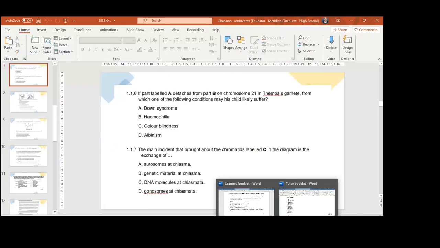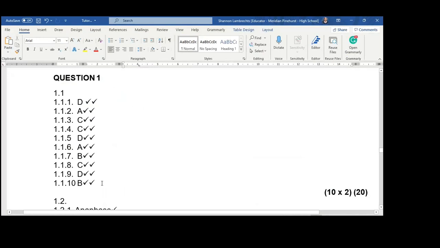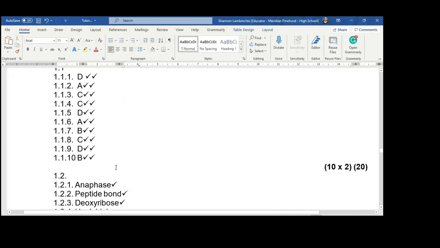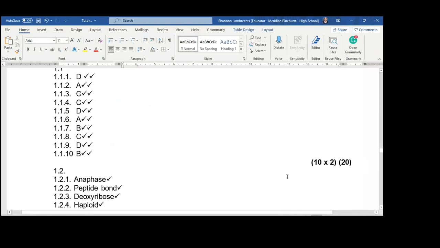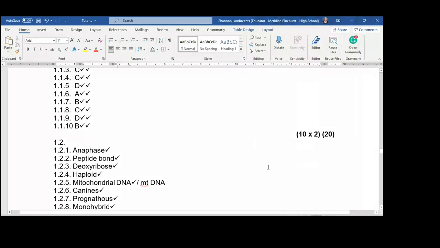Okay, let's quickly look at the answers. So this was 1.1.1. I'm just going to zoom out a little bit and go to 1.2 so you guys can see that. I see there's a question in the chat for 1.5. I'm just going to go do that one. The answer was D.